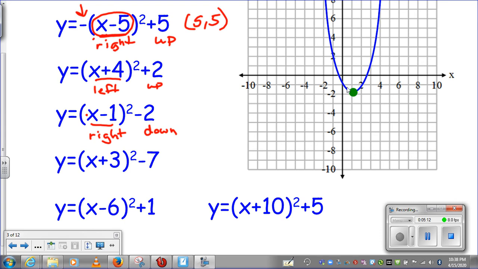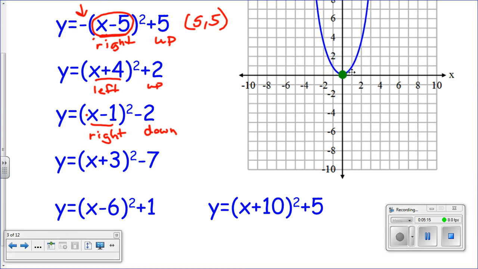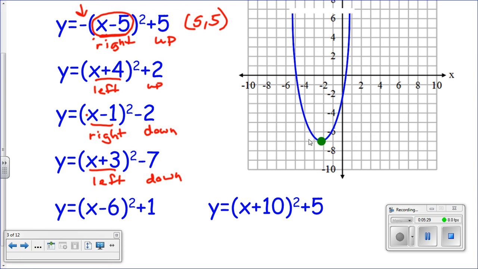Okay, continuing on, we'll do just a couple more and then we'll move right on here. So what makes this 0 would be -3, which means this goes left 3 and this goes down 7. So that means I'm going to go to the left 3 and down 7. That's where your parabola is going to be.